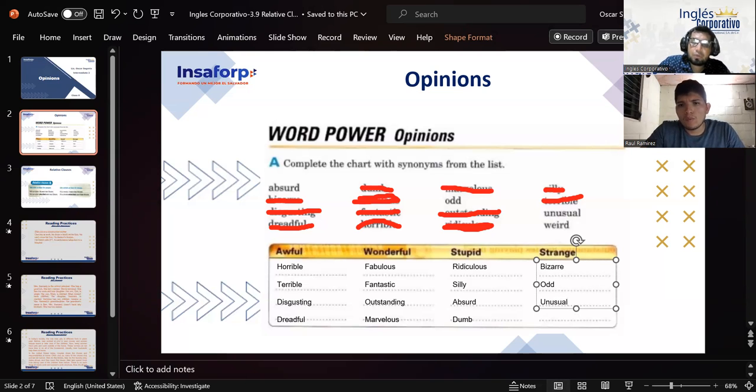Let's see, unusual and weird. So yeah, these are the ones that we use when we talk about things that are strange. So something strange can be bizarre. Why? Well, when you talk about something that is bizarre, you're talking about something that you don't fully understand, something that causes you to lose your concentration on something.